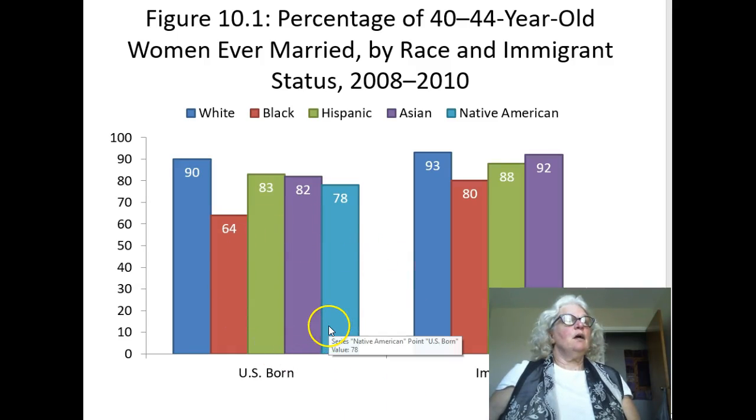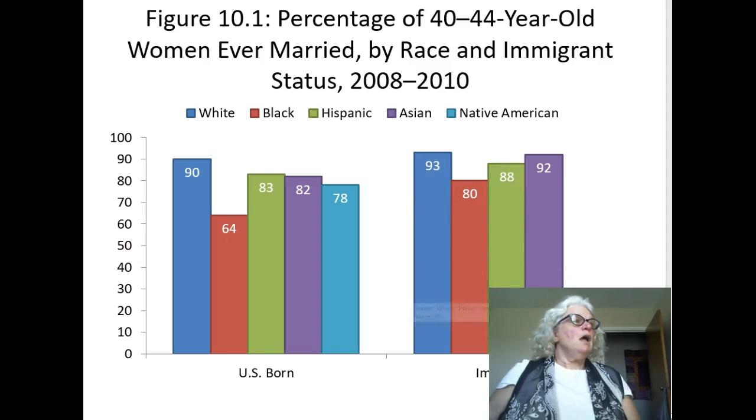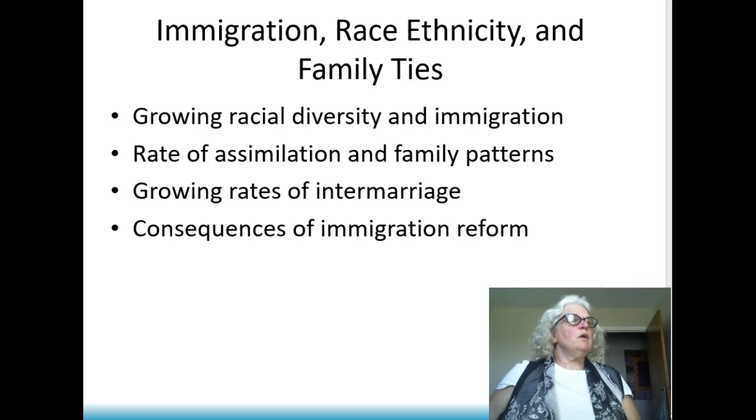And we can see the numbers here of those 40 to 44-year-olds born in the U.S., versus immigrant here, and we look at the difference of their background. There's growing racial diversity and immigration. The rates of assimilation and family patterns will continue to change. We'll see those emerging from the culture.